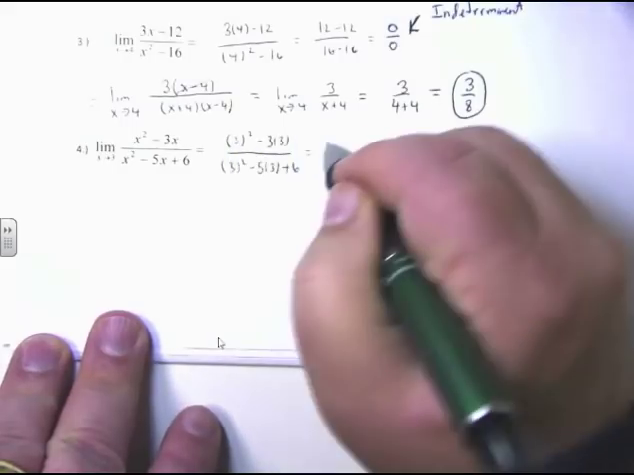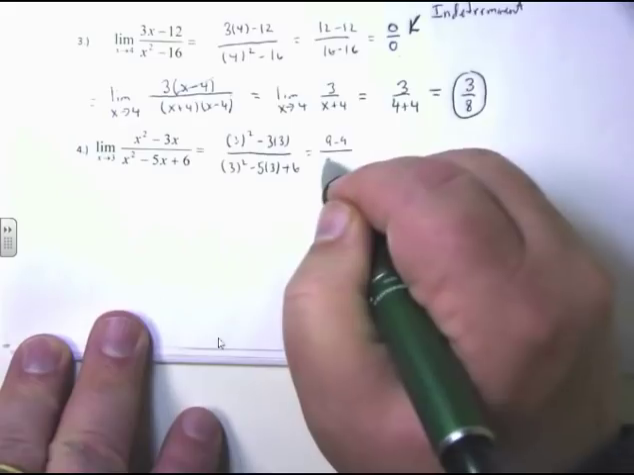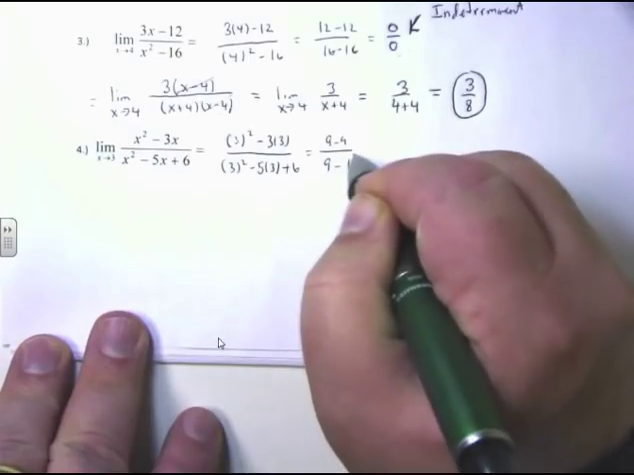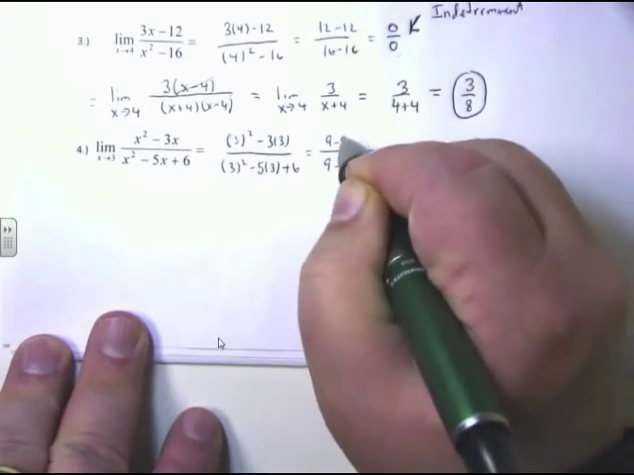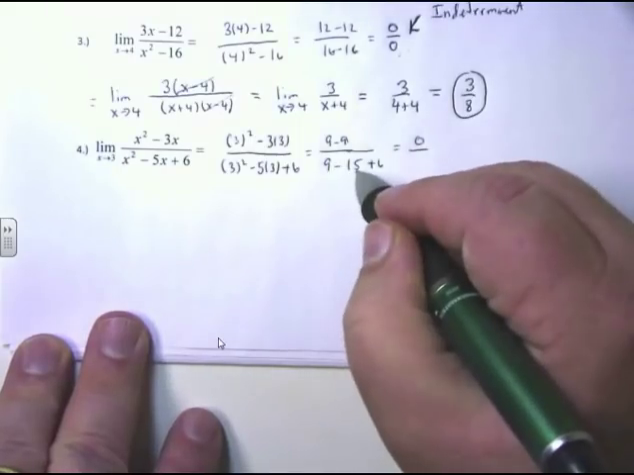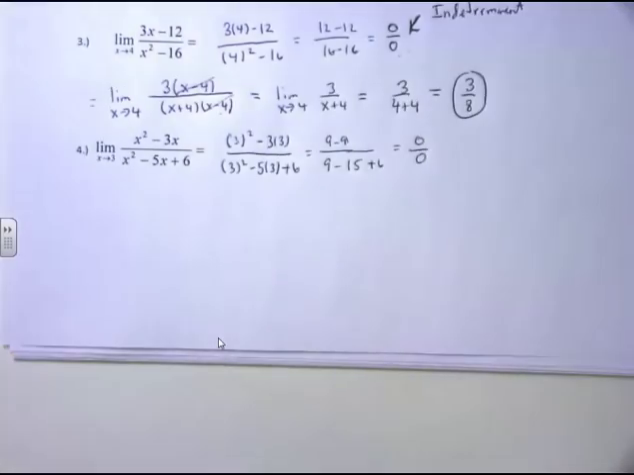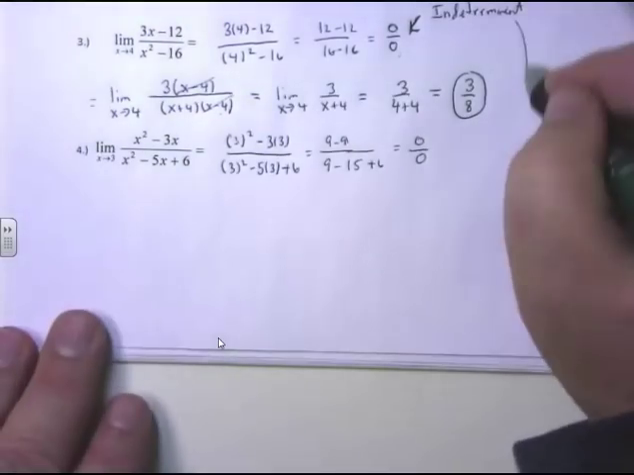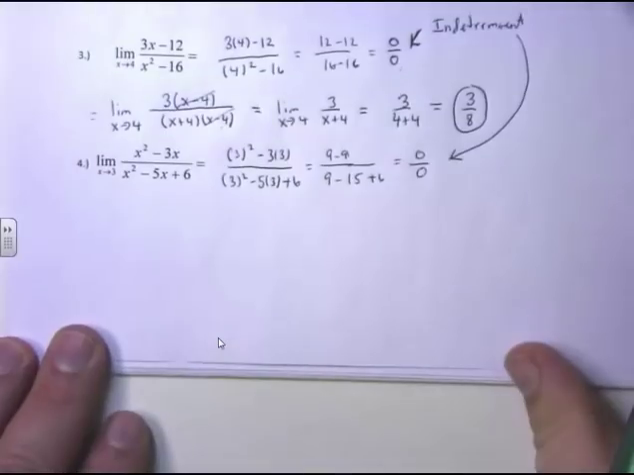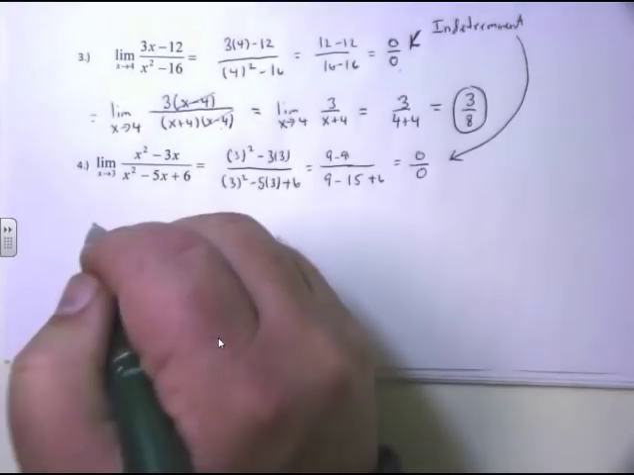Well, 3 squared is 9, so this is 9 minus 9, divided by 3 squared is 9 minus 15 plus 6. And when you clean it up, 9 minus 9 is 0, over 9 minus 15 is negative 6 plus 6 is 0. What a surprise. It's 0 over 0 again. So it's another one of these indeterminate forms. And with the classic indeterminate 0 over 0, we want to do algebra.